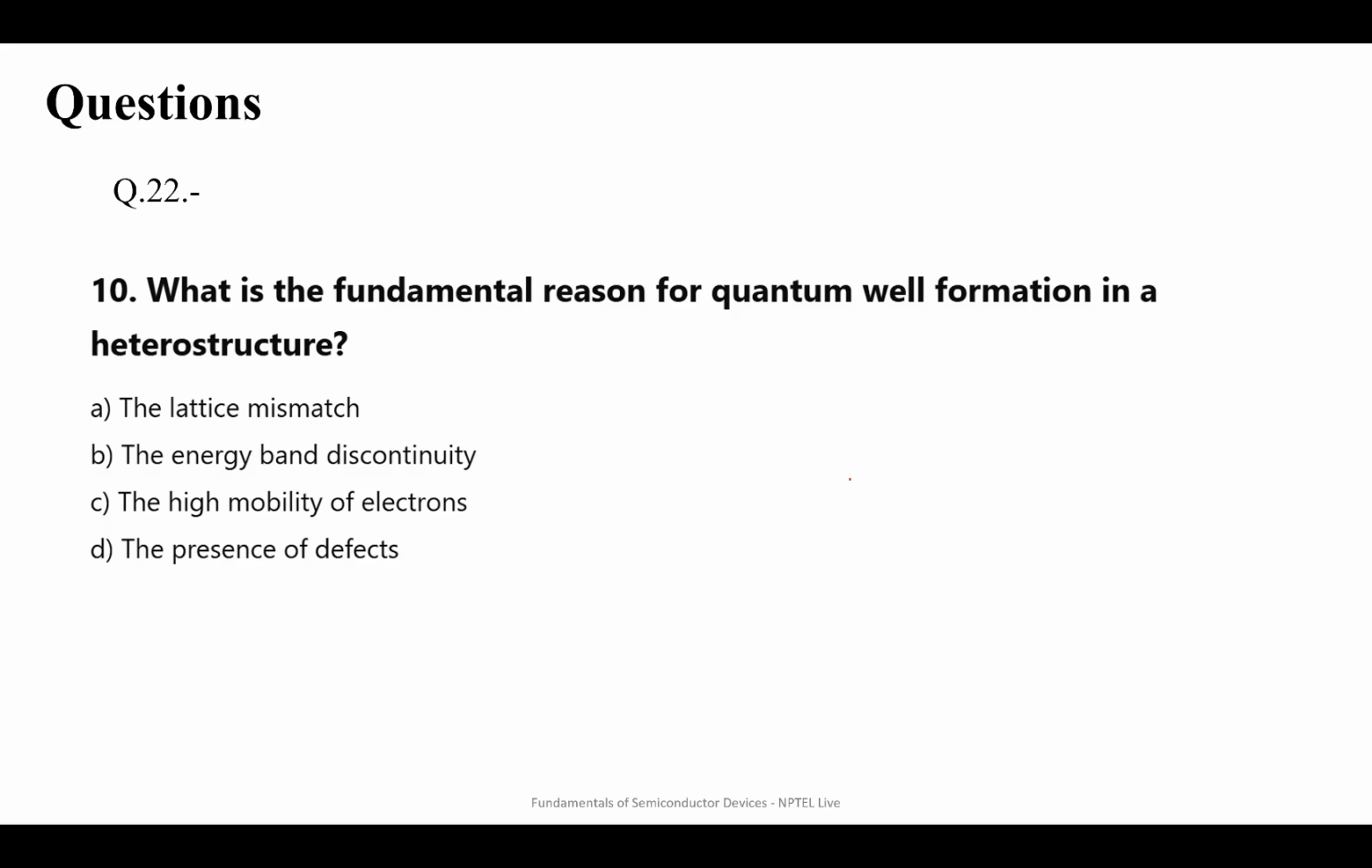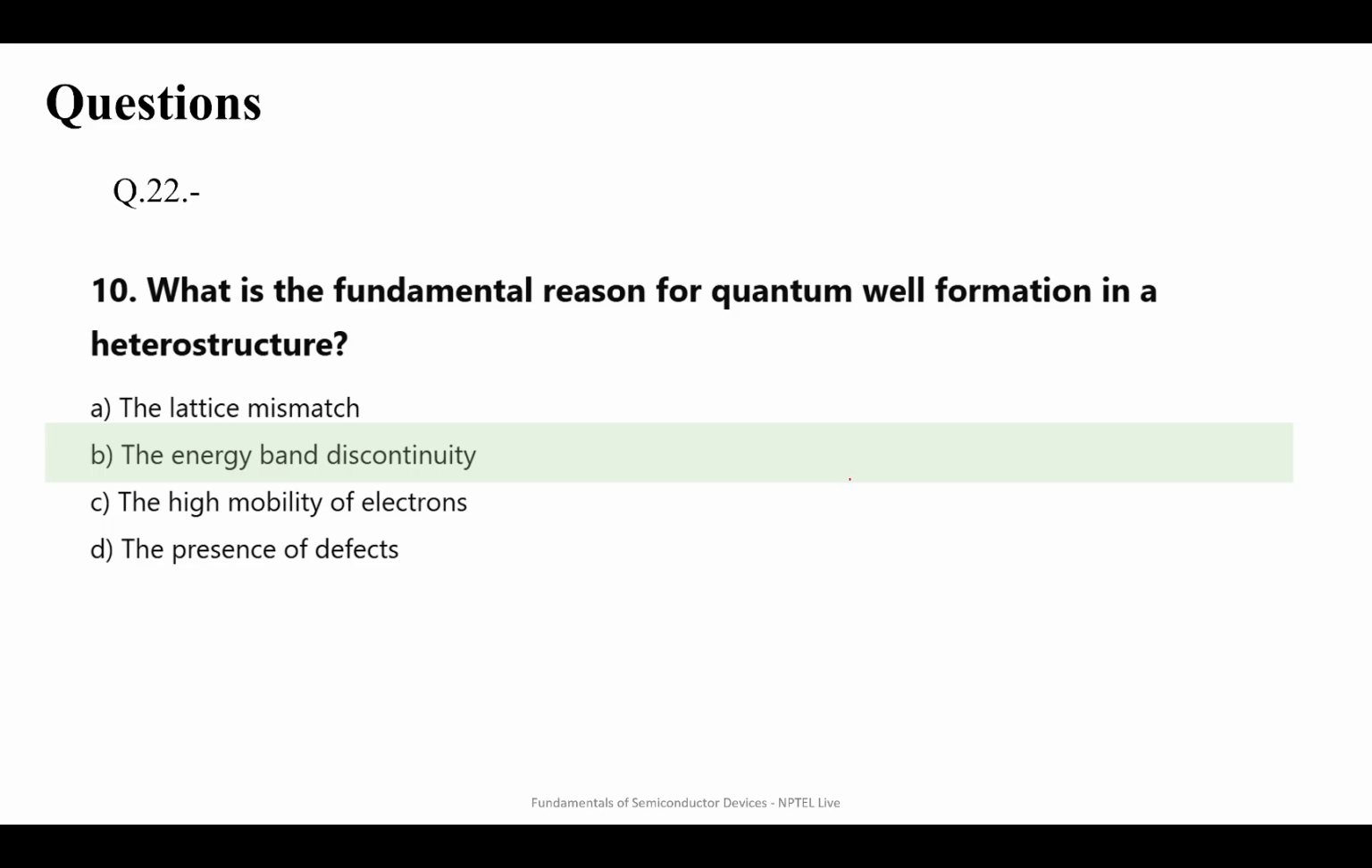What is the fundamental reason of quantum well formation in a heterostructure? Lattice mismatch, energy band discontinuity, higher mobility of electrons, presence of defects. So high mobility of electrons, I think. Sir, the option B, energy band discontinuity. Okay, that is correct. The answer would be energy band discontinuity.